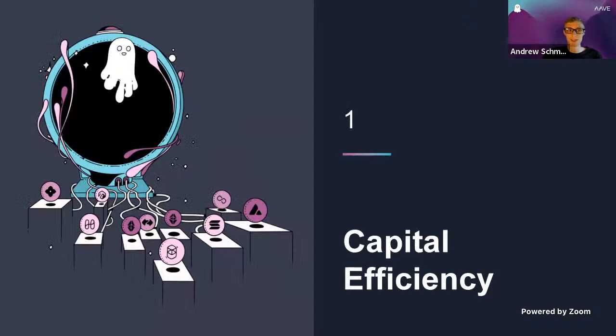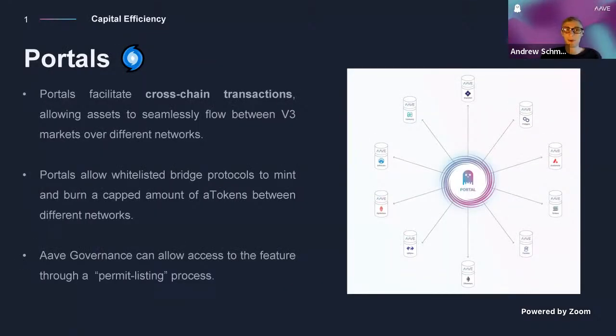Starting with capital efficiency, the big one is portals. Portals is a way to facilitate cross-chain transactions. Previously, if you wanted to move funds between different deployments of the Aave protocol, you basically had to withdraw your liquidity from one market, bridge it, and then supply it on the other instance. But portals will allow bridging solutions to mint unbacked aTokens. So as a user, instead of withdrawing, bridging, and redepositing, you can do this all within one bridge transaction. This will allow funds to seamlessly flow between these networks.